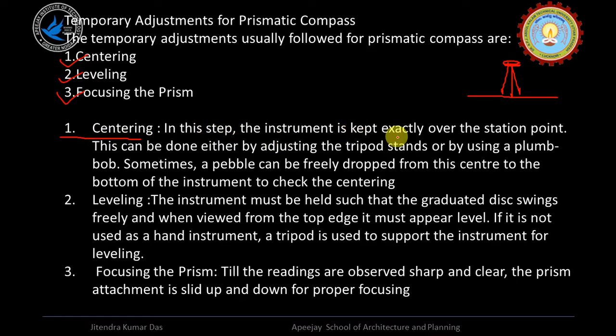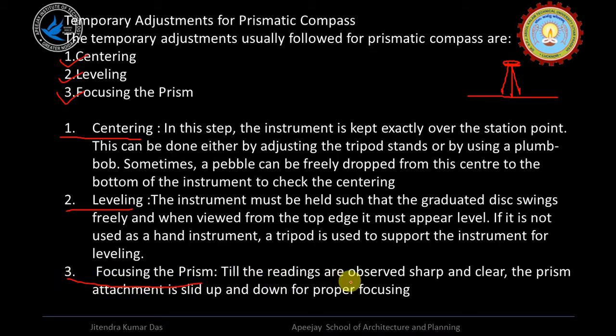What is centering? In this step, the instrument is kept exactly over the station point. This can be done either by adjusting the tripod stand or by using a plumb bob. Sometimes a pebble can be freely dropped from the center to the bottom of the instrument to check the centering. Second is leveling. The instrument must be held such that the graduated disc swings freely, and when viewed from the top edge it must appear level. If it is not used as a hand instrument, the tripod is used to support the instrument for leveling.